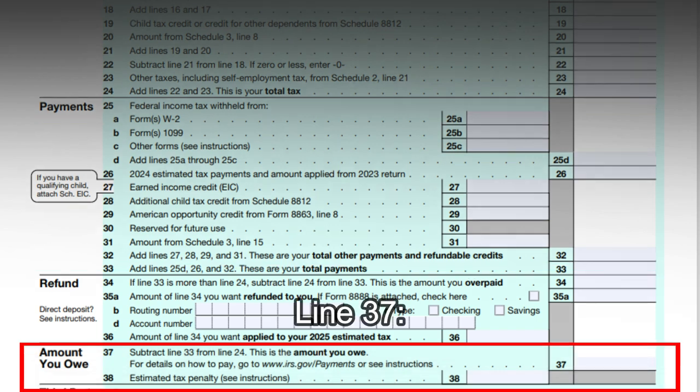Line 37, this is the amount you owe to the IRS. If your total tax liability from line 24 is greater than your total payments from line 33, subtract line 33 from line 24. The result is the amount you owe. Line 38, this is where you may enter any estimated tax penalty. If you didn't pay enough through withholding or estimated tax payments and you owe a significant amount of tax, the IRS may charge you a penalty. This line will only apply if the IRS determines you're subject to a penalty, and you'll find details on how to calculate it in the instructions or through an online tool.